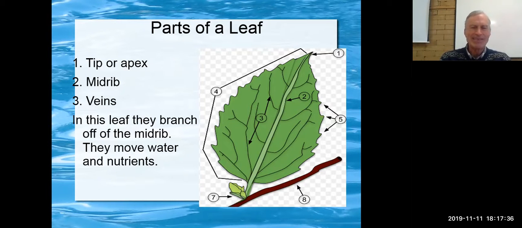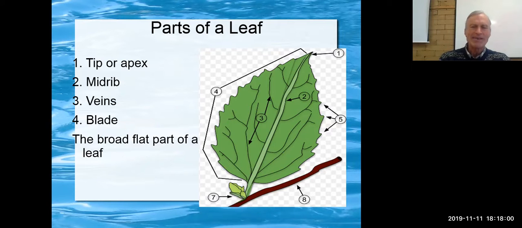Number three is veins. There are other veins that connect to the midrib. And of course, they have xylem and phloem too. So the veins are arranged in different ways, and we'll look at that a little later. In this leaf, they branch off the midrib, and they move water and nutrients. The leaf blade is the broad, flat part of a leaf. It's more what we normally think of as a leaf. So that's what most of it is.